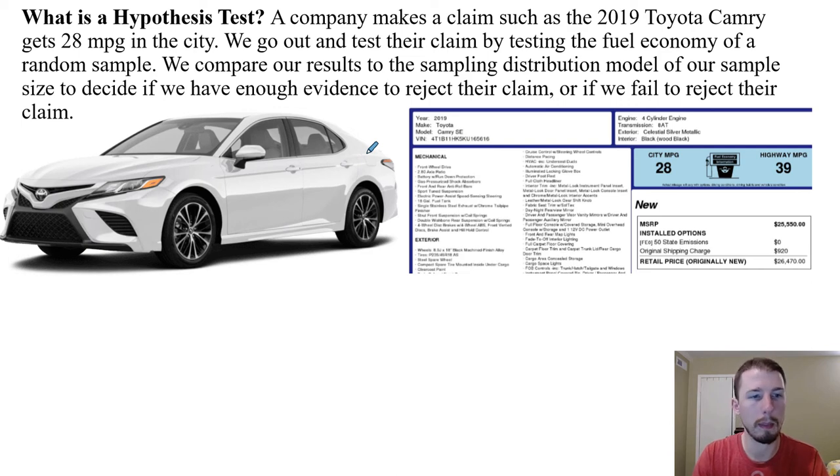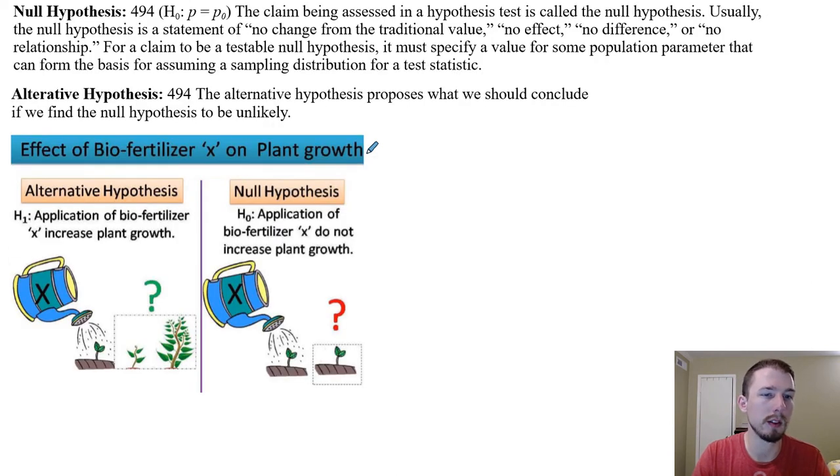we'd be able to reject that claim or fail to reject the claim. So the claim being assessed in a hypothesis test is called the null hypothesis. Usually the null hypothesis states that there's no change from the traditional value, no effect, no difference, or no relationship. That's what the null part is all about. For a claim to be testable, the null hypothesis must specify a value for some population parameter that can form the basis of assumption and sampling distribution for the test statistic. It sounds like a bunch of mumbo jumbo, but it just says we have to be able to use sampling distribution models and z-scores to be able to test this stuff.